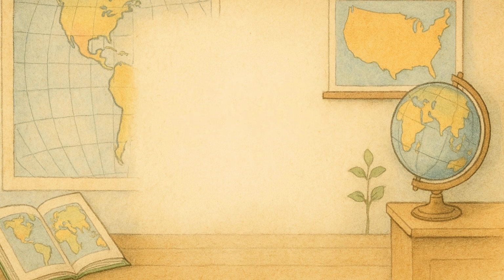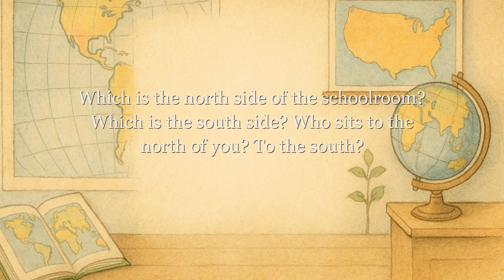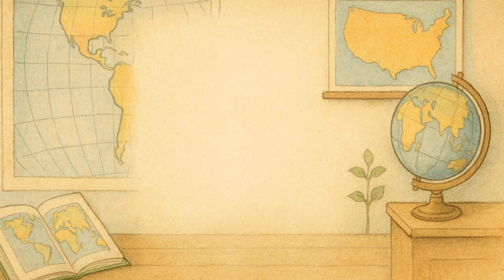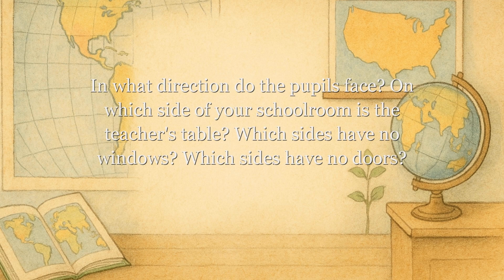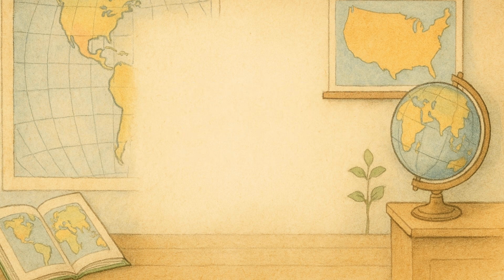Oral exercises. Which is the north side of the schoolroom? Which is the south side? Who sits to the north of you? To the south? In what direction do the pupils face? On which side of your schoolroom is the teacher's table? Which sides have no windows? Which sides have no doors?